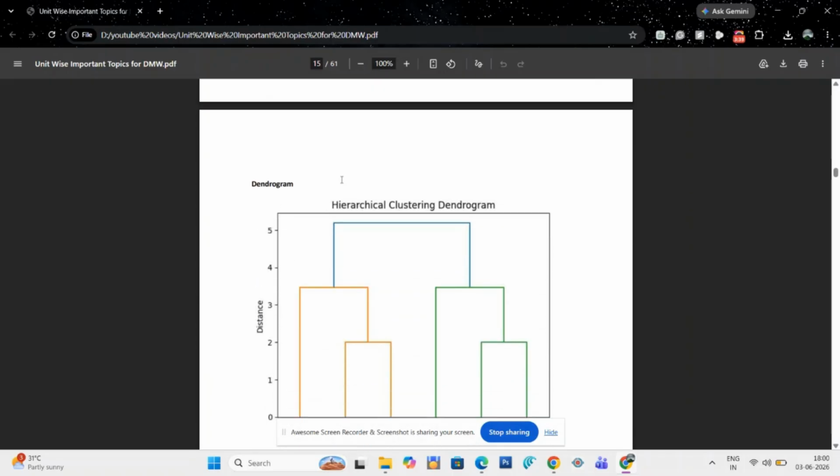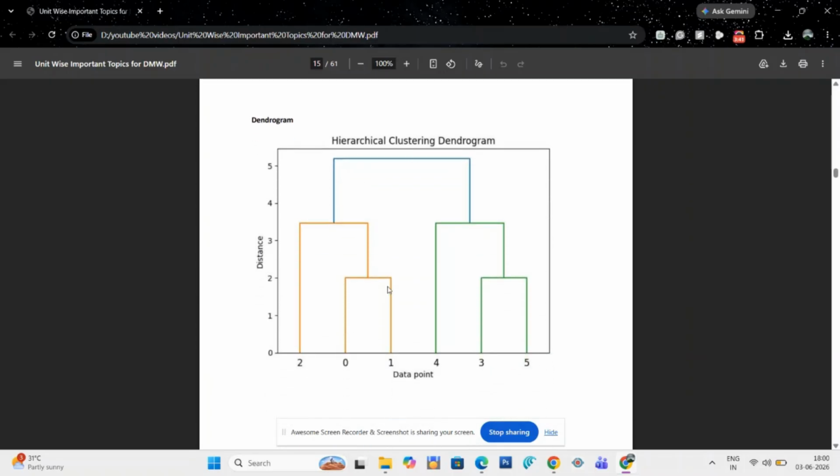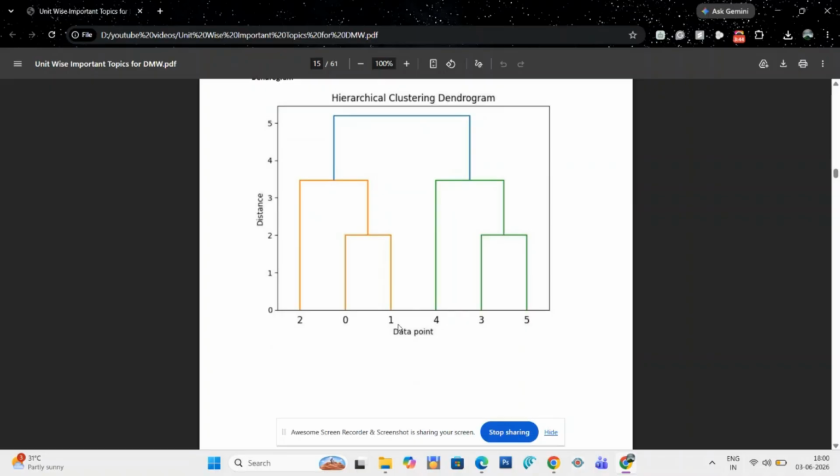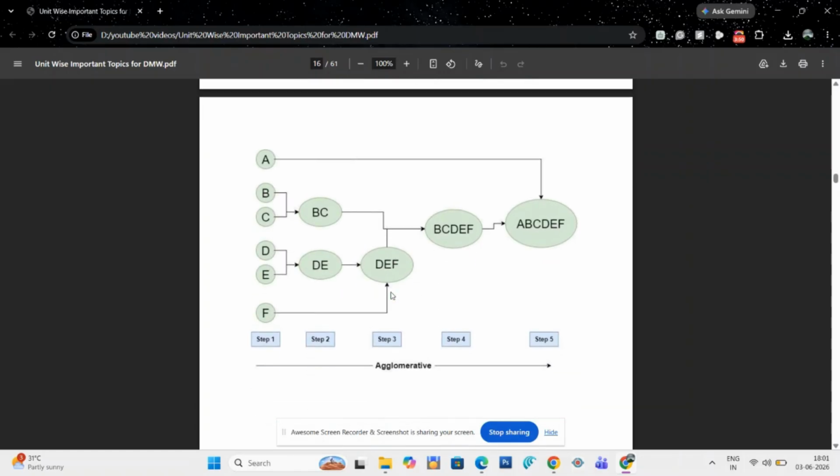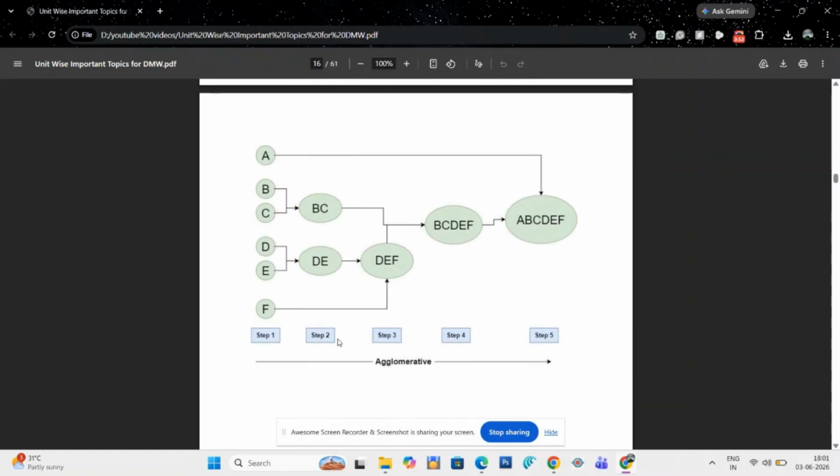Okay, and this is the hierarchical clustering dendrogram. This is 2 0 1 4 3 5, these are the data points, and this is our dendrogram. Okay, so then this is our agglomerative, which goes bottom to top. Okay, so first we get A, B, C, D, these points.